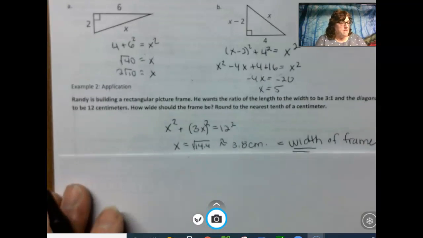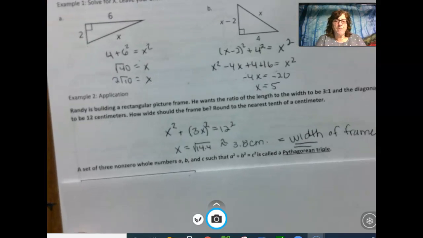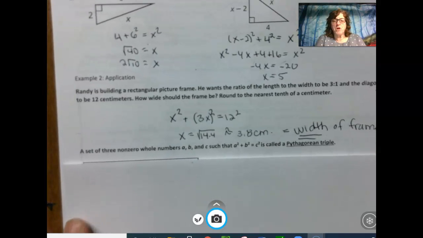Okay. The next thing we're going to talk about are Pythagorean triples. Maybe some of you have already heard about Pythagorean triples. If all three of the side lengths are whole numbers, if a, b, and c are non-zero whole numbers, then it's referred to as a Pythagorean triple. And it can be really handy to know these. I'm talking now in Stage 10, in pre-calculus, in calculus, to recognize Pythagorean triples.